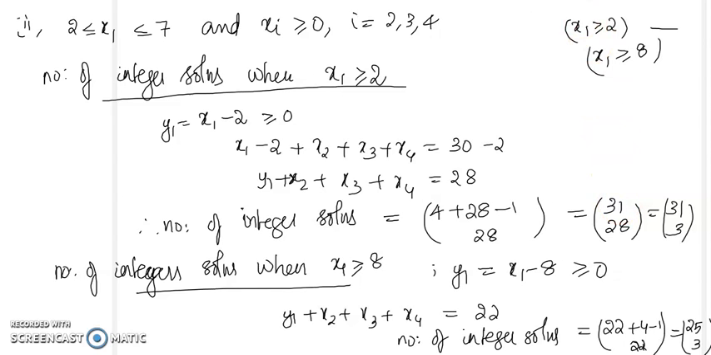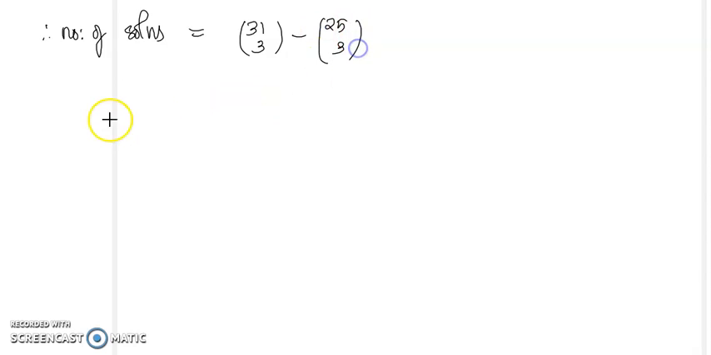So the number of solutions will be the difference of those. So therefore the number of solutions will be 31 C 3 minus 25 C 3. So that is the required number of solutions.